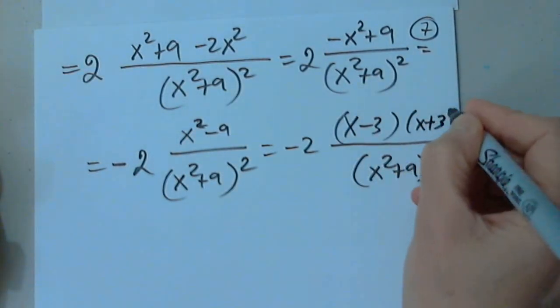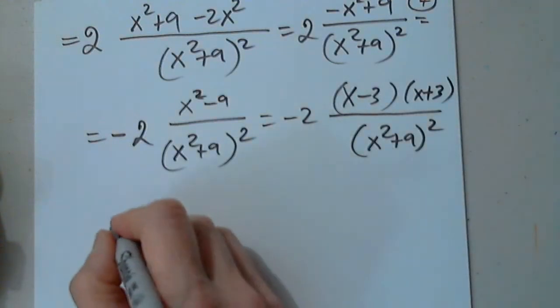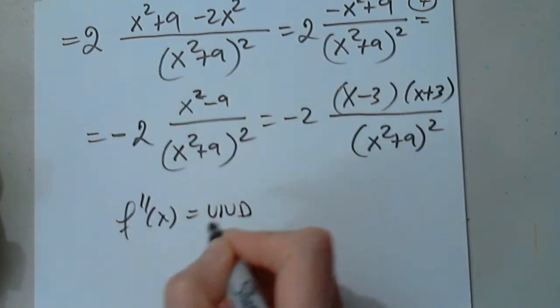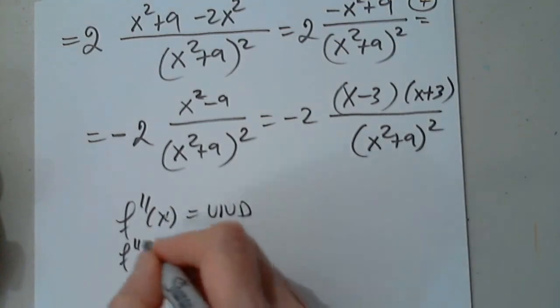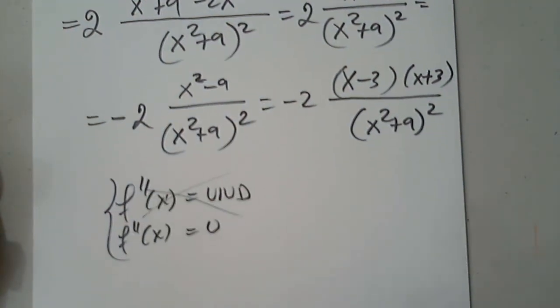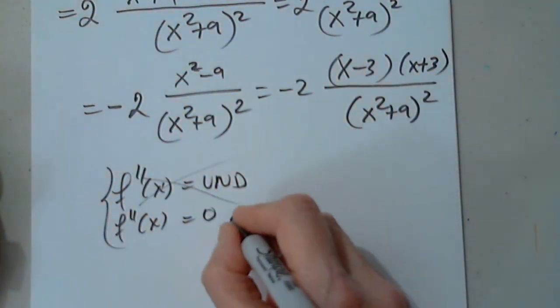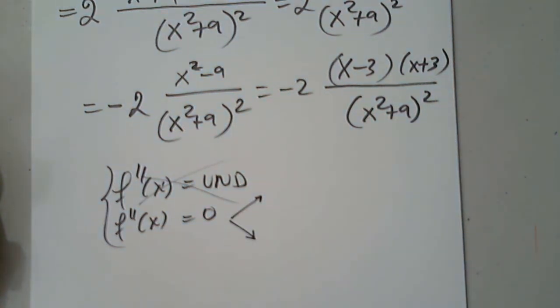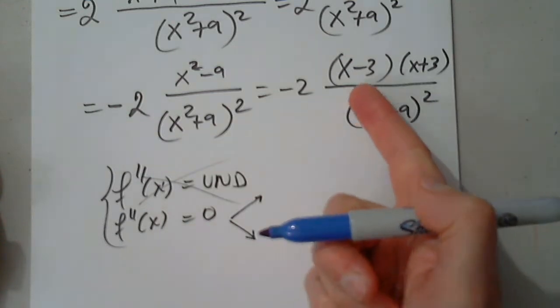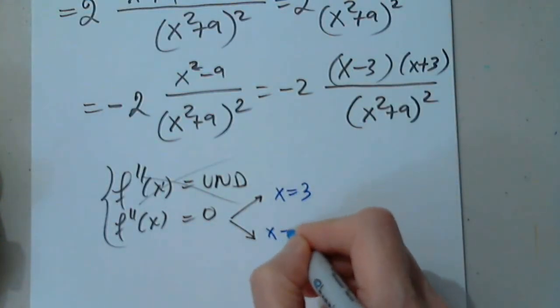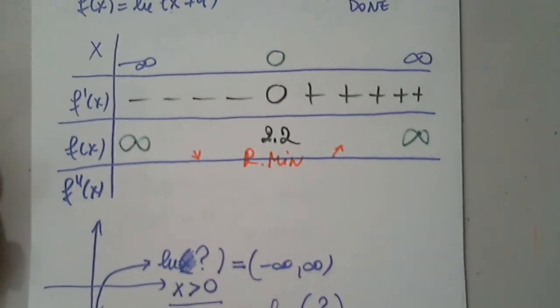Thank you. Good. So now I want the second derivative undefined or the second derivative 0. This will be a waste of time, of course. It's always defined. But when is the second derivative 0? Anyone? X equals 3 or -3. Very good. I found something.